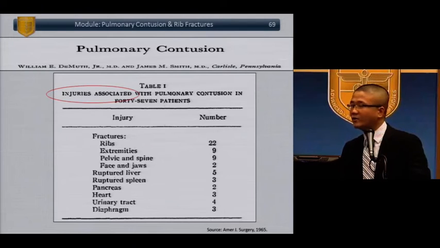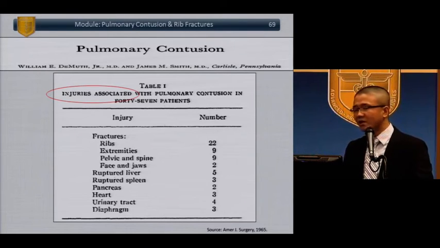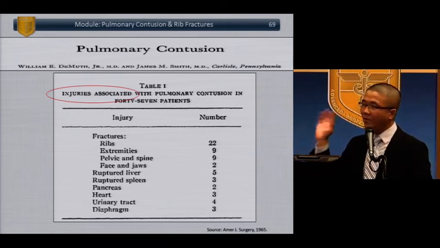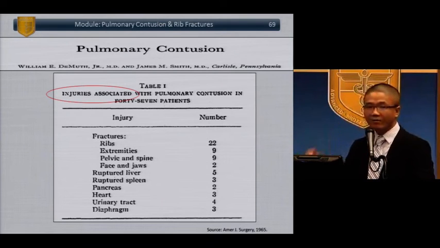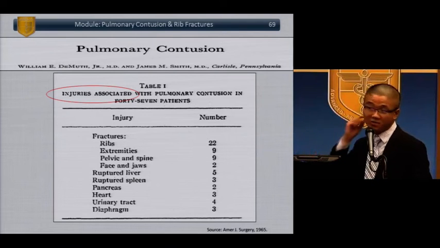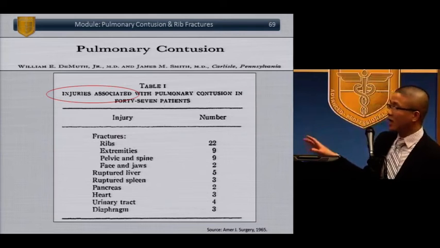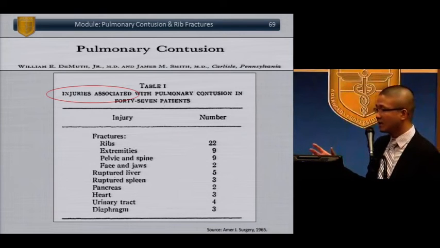We know that rib fractures in and of themselves are not as big of a deal as we used to think. Clearly, it causes a lot of pain, so that the pain makes people not want to take deep breaths. People who don't take deep breaths then get pneumonias, right? But even more important than that, the rib fractures can cause bruising of the underlying lung, or the pulmonary contusion, which was described in the literature in 1965.